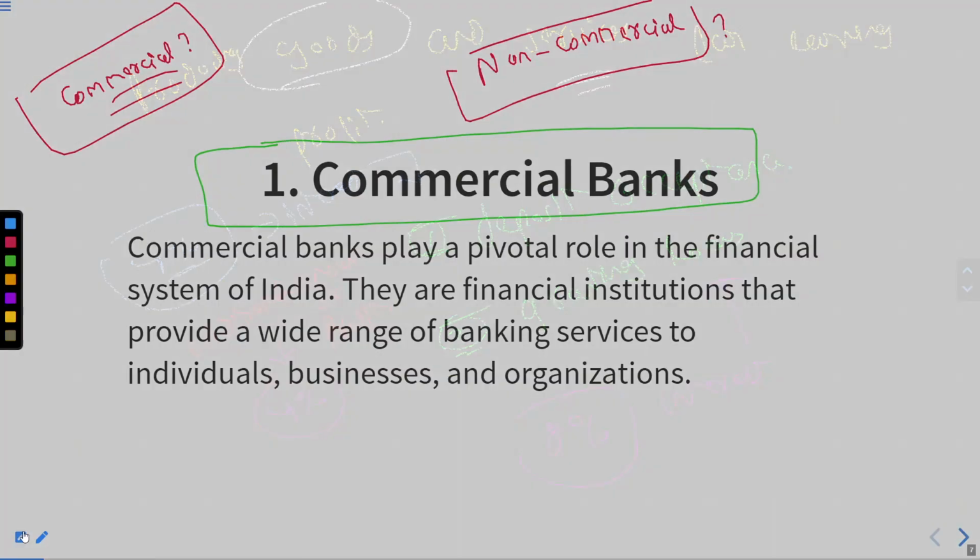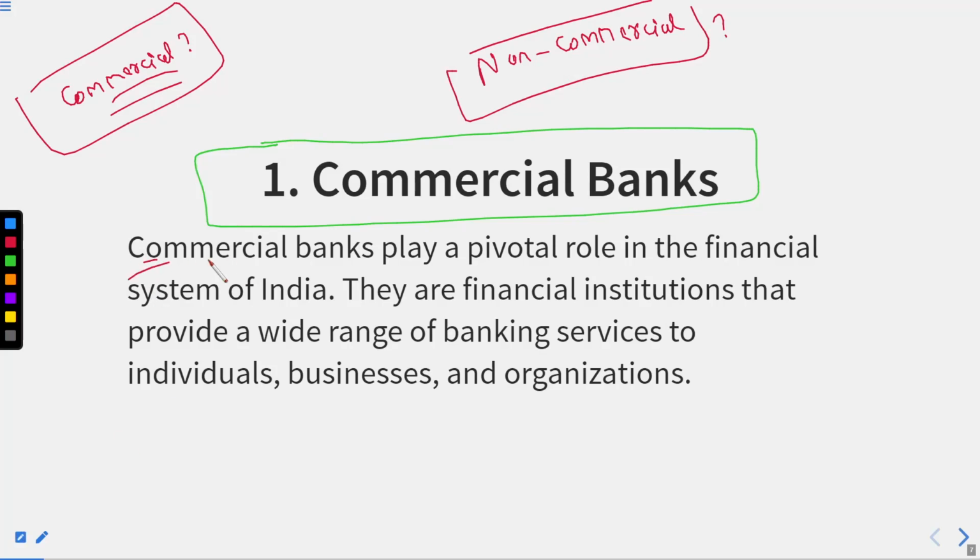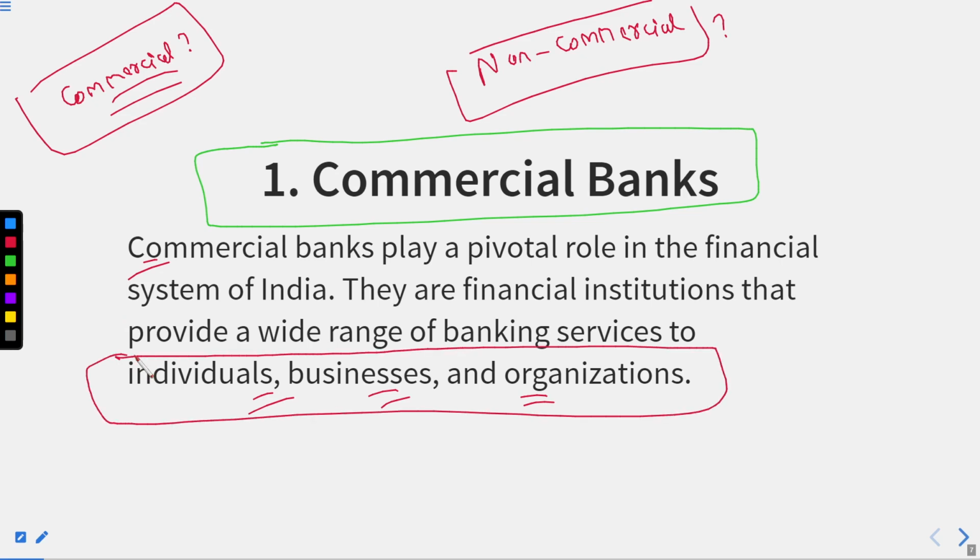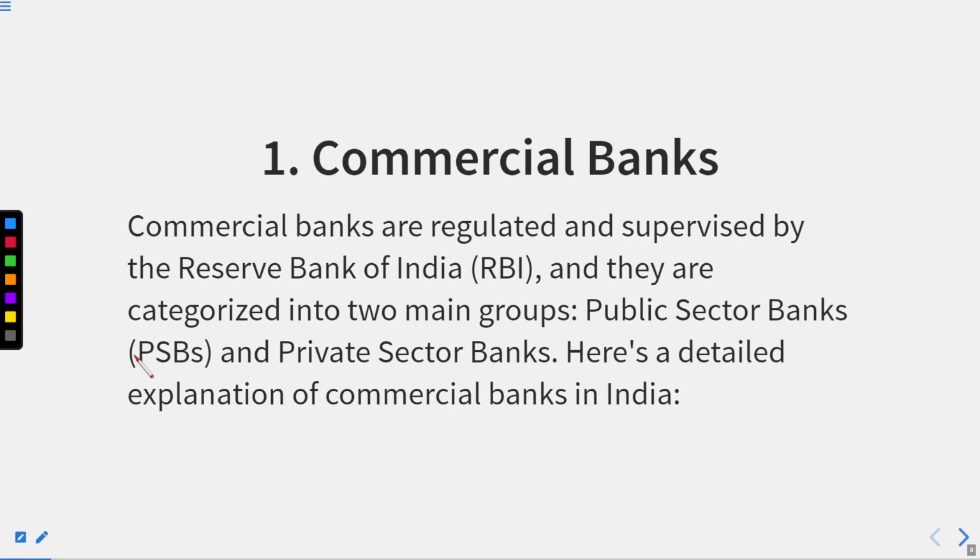Now come back to the topic. The commercial banks play a pivotal role in the financial system of India. They are financial institutions that provide a wide range of banking services to individuals, businesses and organizations. These are their clients. Commercial banks are regulated and supervised by the Reserve Bank of India and categorized into two main groups, PSBs and private sector banks. So, as per the Banking Regulation Act 1949.